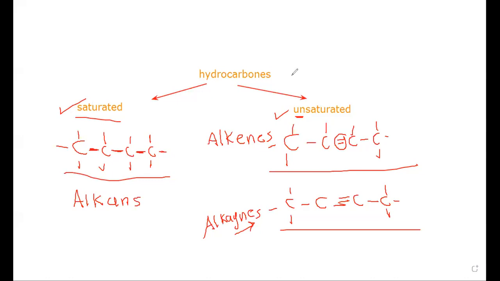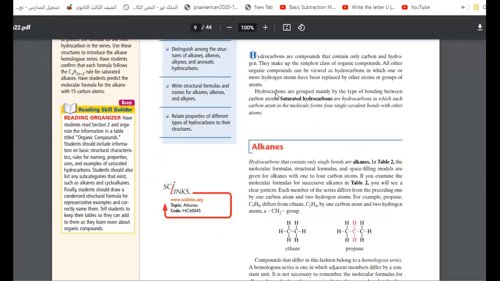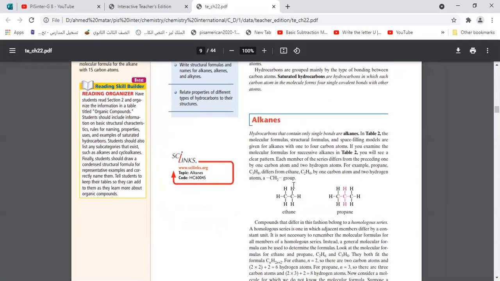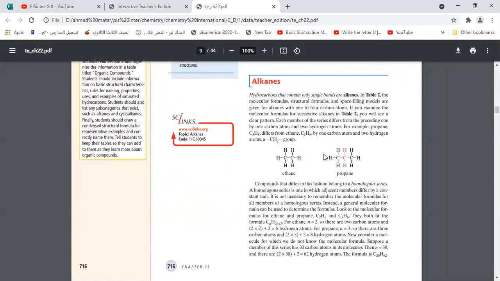So today, guys, we're just going to start with the first category, which is the saturated hydrocarbons, or alkanes. As we can see here, alkanes have just 1 single bond between the carbons, and they carry the full capacity of hydrogen. For example, we find ethane and propane. Ethane contains 2 carbons, and each carbon carries 3 hydrogens.